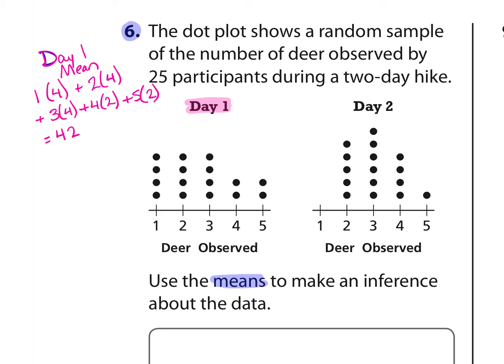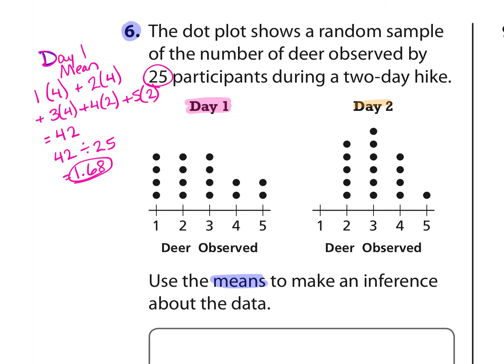And then we've got to divide. So now we're going to take 42 and divide by 25 participants. There were 25 values counted here. And what we get is 1.68. So on average, on day 1, participants saw 1.68 deer.